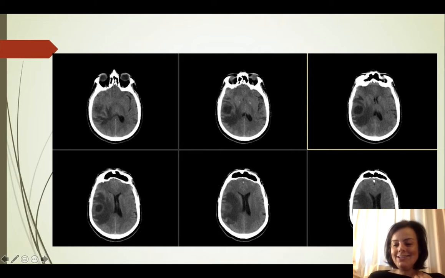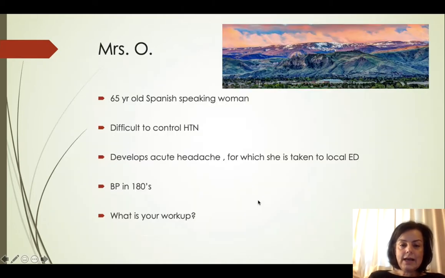Sometimes it's hard to tell if something is hyperdense around here. So this little part here and these little parts might look hyperdense, and you might wonder if they're blood or something. But sometimes it's just the normal brain tissue appears extra bright. Okay, so that was the gentleman with the brain tumor.